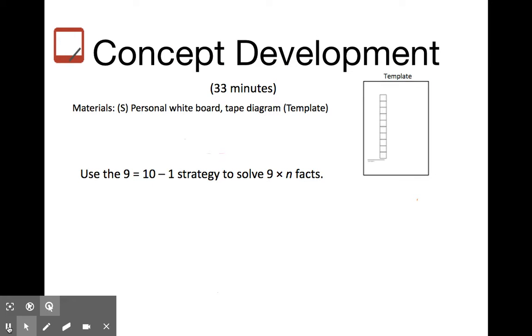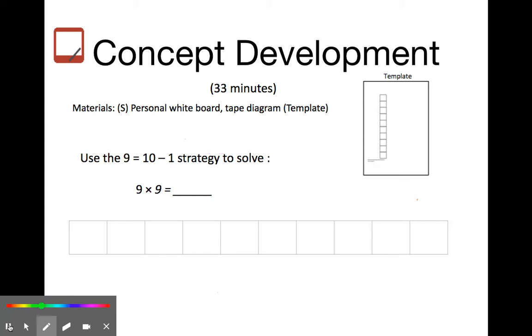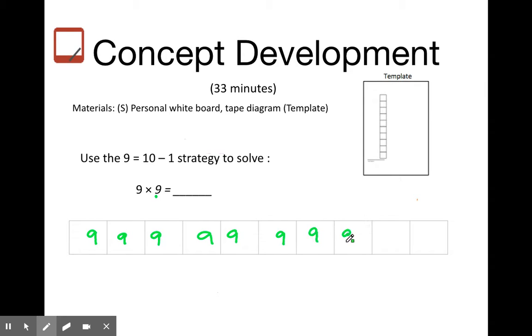Today we are going to use the 9 equals 10 minus 1 strategy to help us solve facts for 9. Let's look at our first one. We have the fact 9 times 9. So I have a tape diagram here that has 10 slots in it. And we are going to pretend that each one of these boxes stand for 9 because we're taking 9 times 9. So how the 9 equals 10 minus 1 strategy is like this.